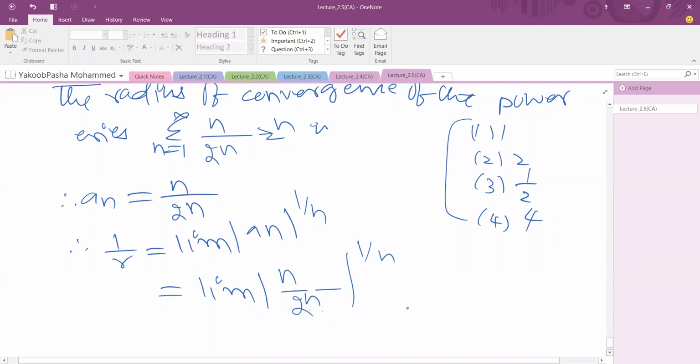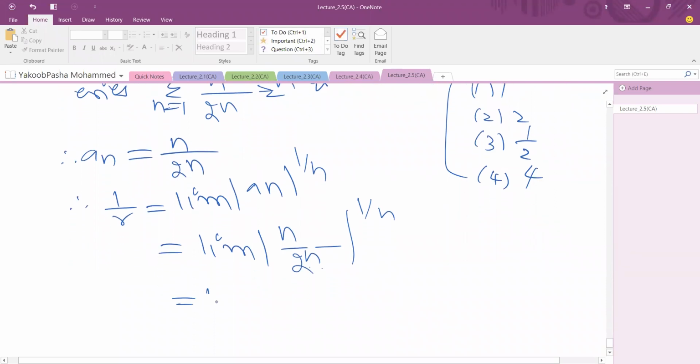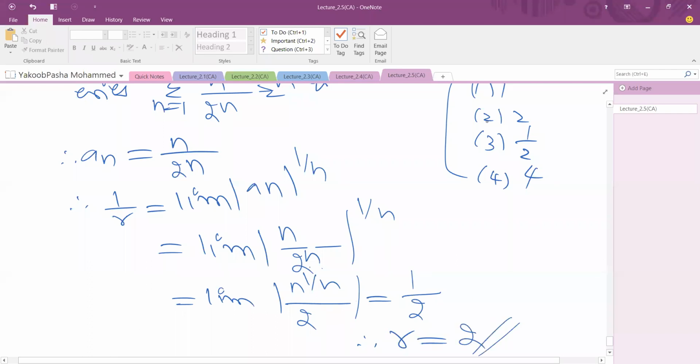Okay, now I am taking limit n power 1 by n. Denominator we can write this n will be cancelled. This is equal to 1 by 2. As we know that limit n tends to infinity, n power 1 by n is equal to 1, so this is 1 by 2. Therefore, this is the 1 by r value. Therefore, the radius of convergence r is equal to 2. So, second option, 2, is the right option.